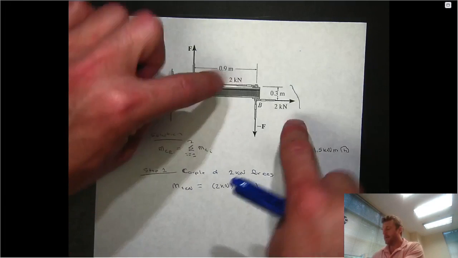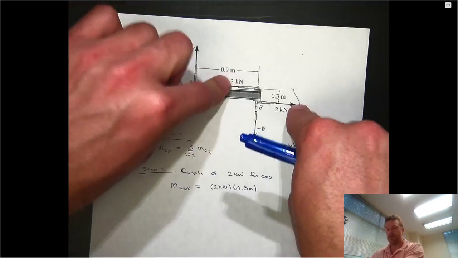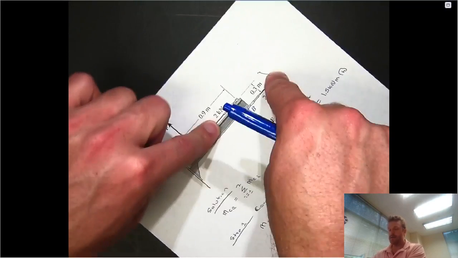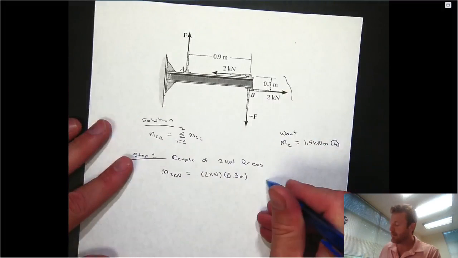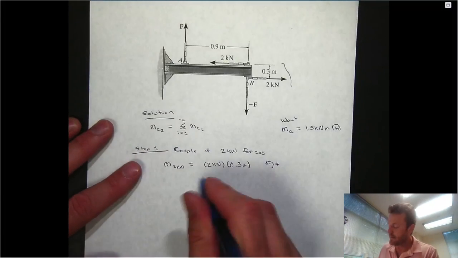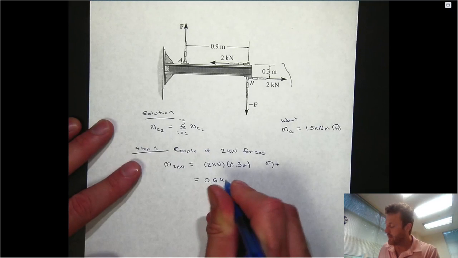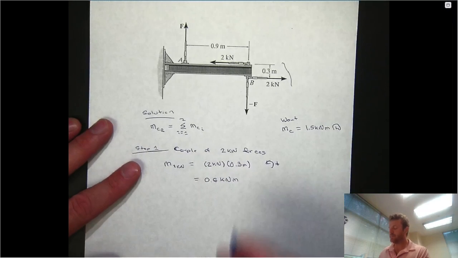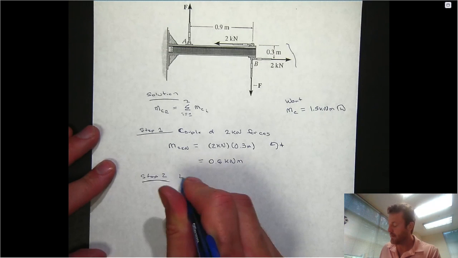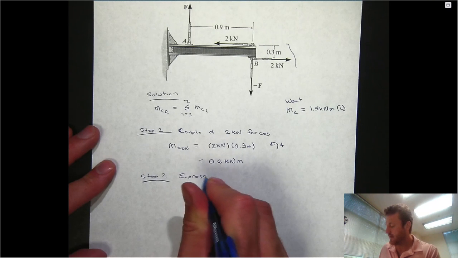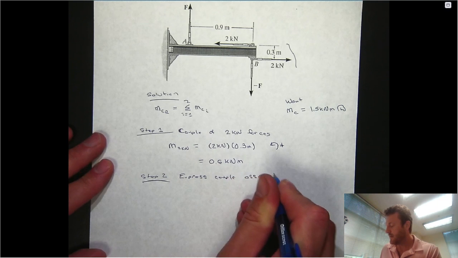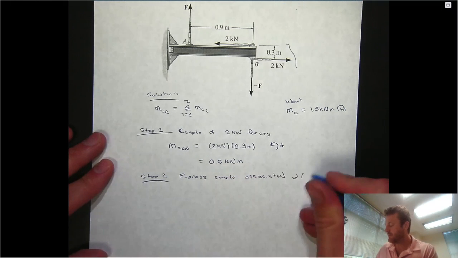And I notice just physically, if I put one finger on each of those two forces and imagine rotating the body in the direction that they would induce rotation, that's in the counterclockwise direction. So we usually refer to that with a positive sign convention. So this is going to be 0.6 kilonewton meters positive. Step 2, express the couple associated with the unknown force F.